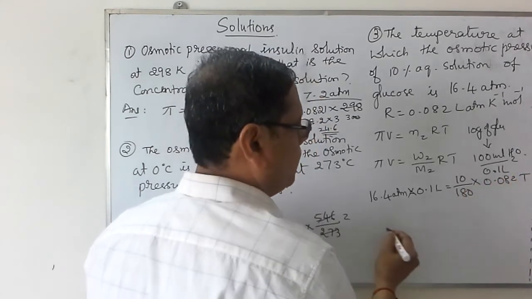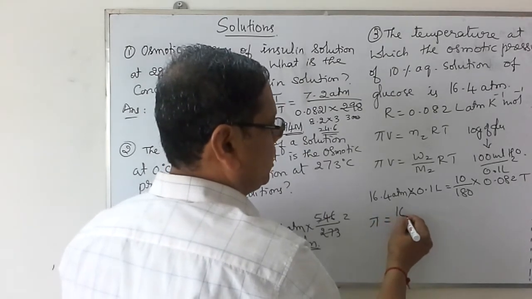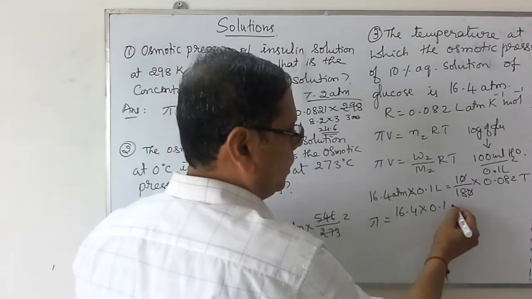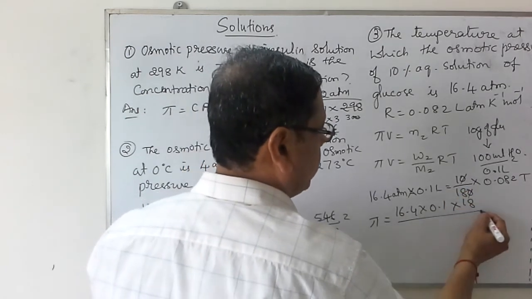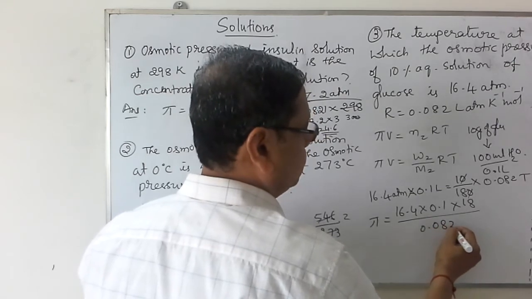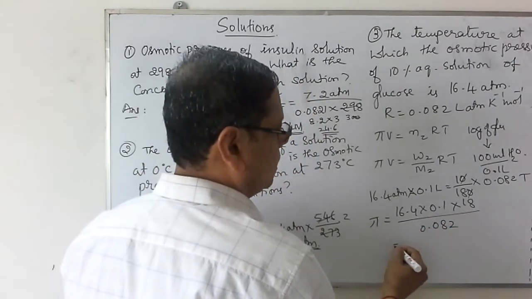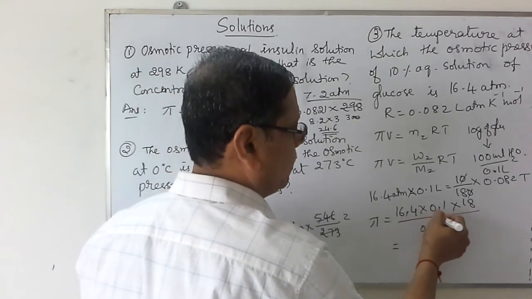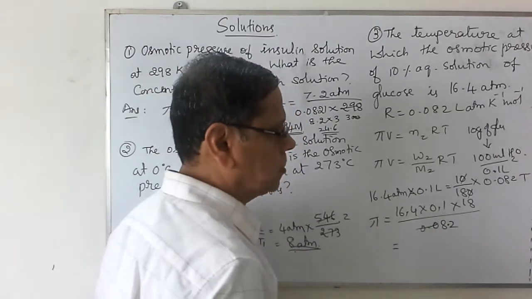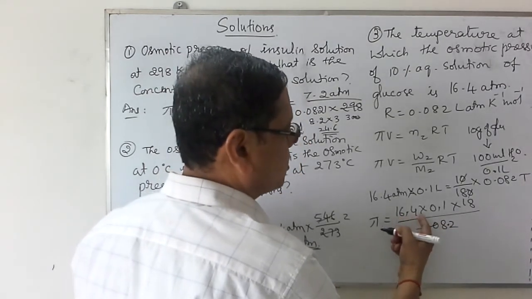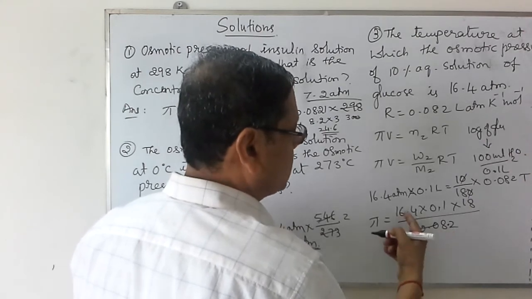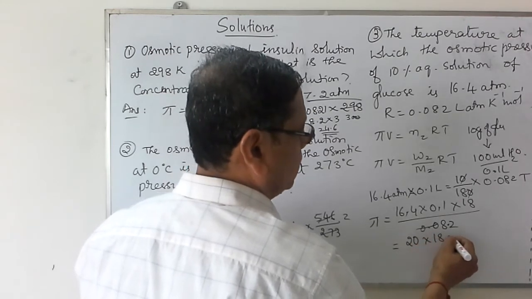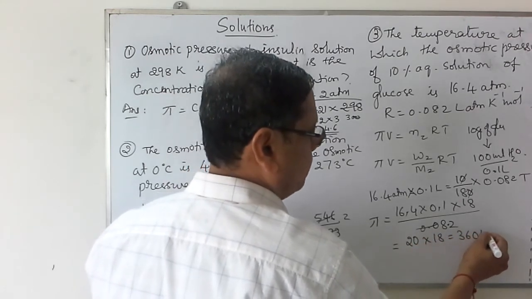into T. Therefore T is equal to 16.4 into 0.1, here you can cancel a 0, into 18 divided by 0.082. So we can cancel the decimal points by 2 digits. So 164 divided by 8.2 is 20 times into 18, it is 360 Kelvin.